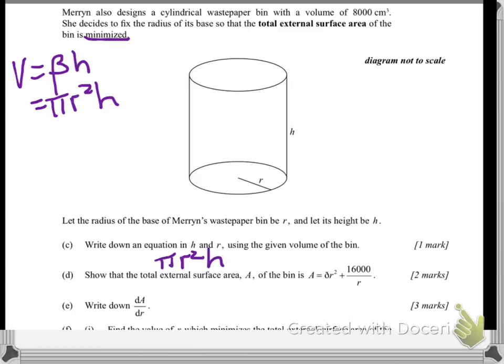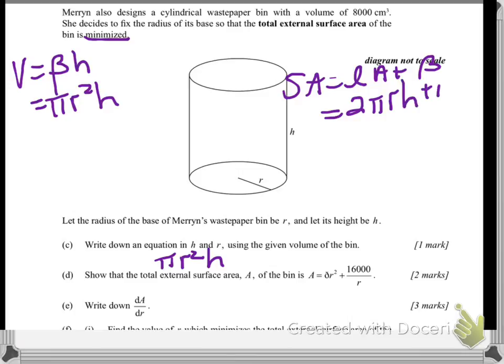Now, D is show that the total external surface area A of the bin is pi r squared plus 1600 over r. Okay, so remember what did I tell you the surface area is? It's the lateral area plus the area of the base. So it's going to be 2 pi r, because that's the length, times the height, plus pi r squared.